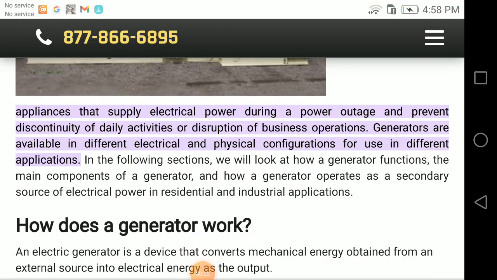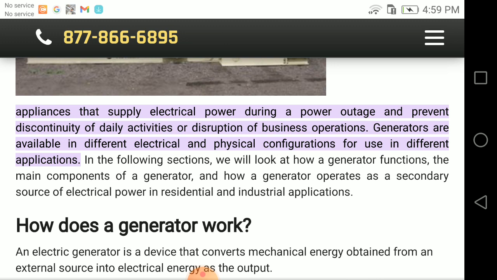Appliances that supply electrical power during a power outage and prevent discontinuity of daily activities or disruption of business operations. Generators are available in different electrical and physical configurations for use in different applications. In the following section, we will look at how a generator functions, the main components of a generator, and how a generator operates as a secondary source of electrical power in residential and industrial applications.